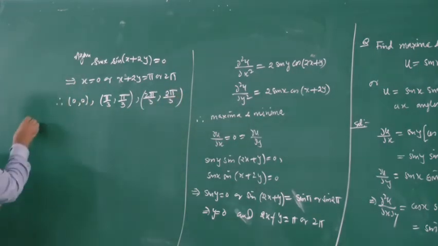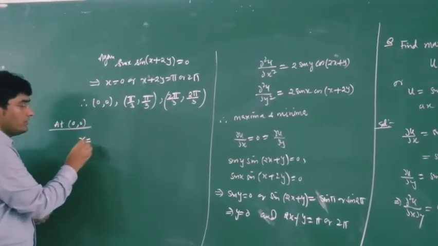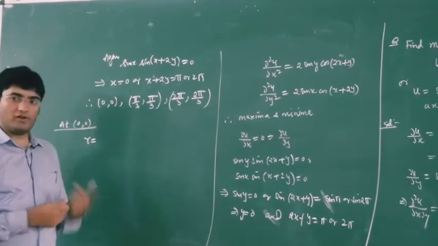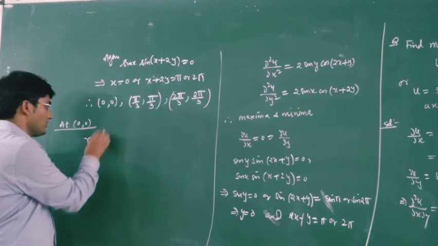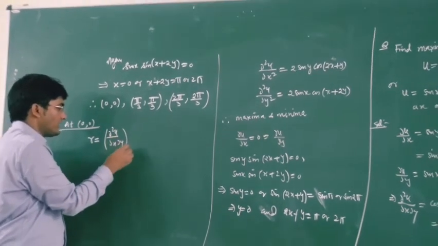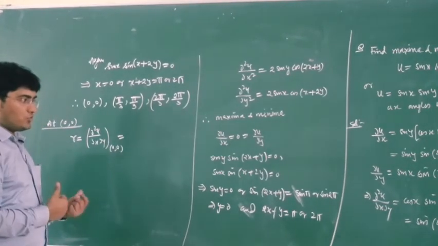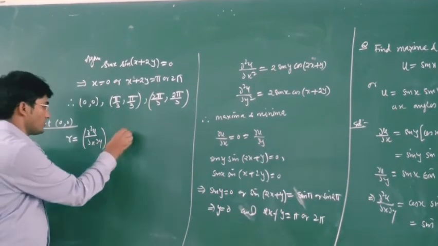So at 0, 0, our r will be, our r is the double derivative with respect to x and y. So the double derivative at x into y with respect to x and y at 0, 0 is equal to, this was your sin 2x plus 2y, so this is equal to 0.